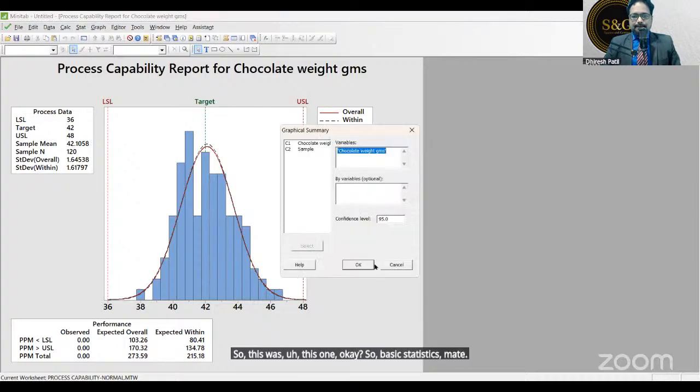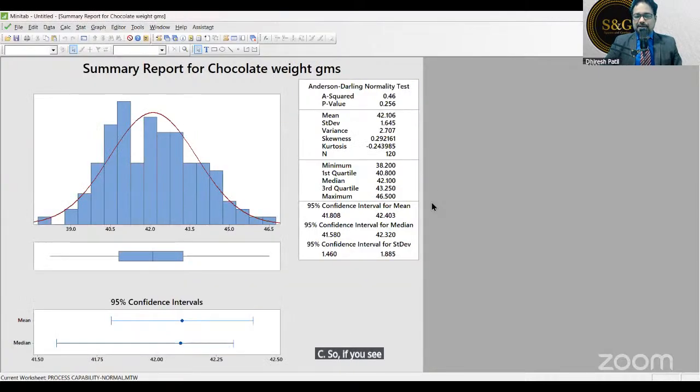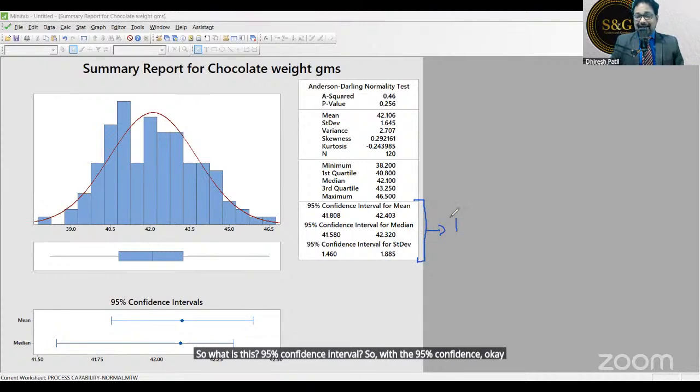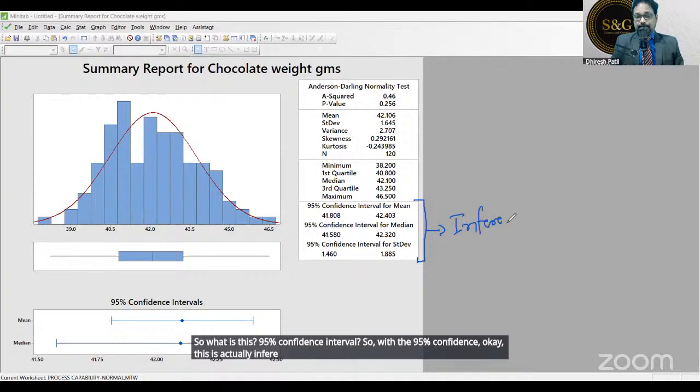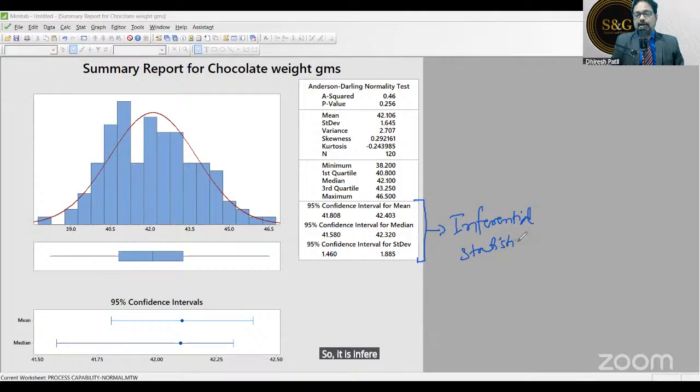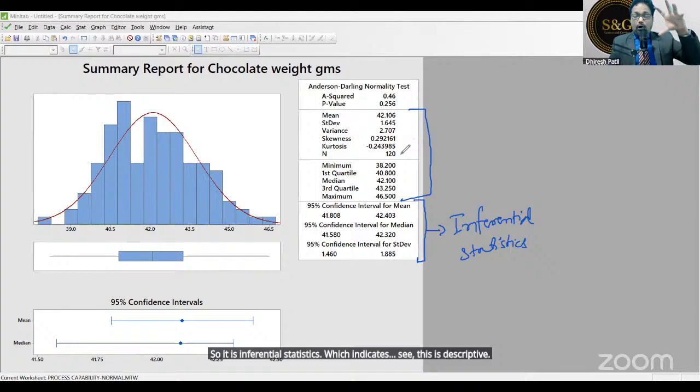हाँ, 95% confidence interval का बता रहा था मैं. So in basic statistics, if you see this 95% confidence interval of mean, so what is this 95% confidence interval? So with 95% confidence, okay, this is actually inferential statistics. See, this is descriptive. On the basis of sample, the software is calculating. This is descriptive statistics.